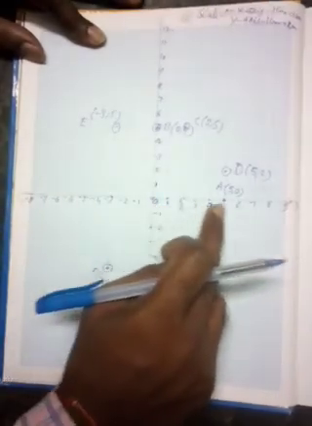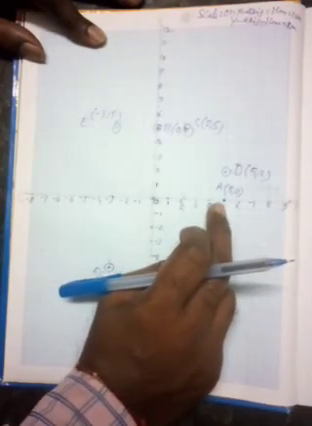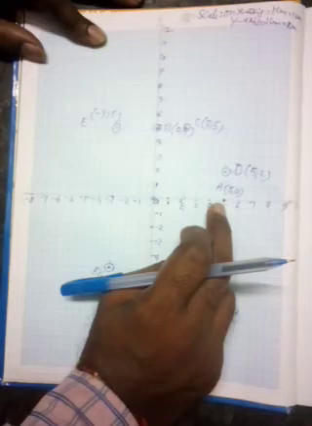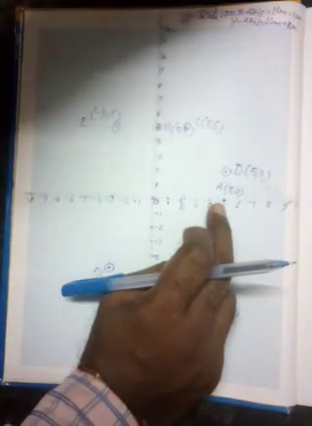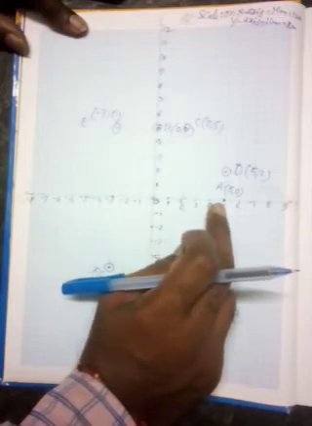Okay, my children. Next point is ordered pair 5 comma minus 3. What is the x coordinate? 5. So we have to move along the positive x-axis because the x coordinate is positive. So along the positive x-axis we have to move 5 units from the origin. After reaching this point we have to see the y coordinate. What is the y coordinate? Minus 3. The y coordinate is a negative number.